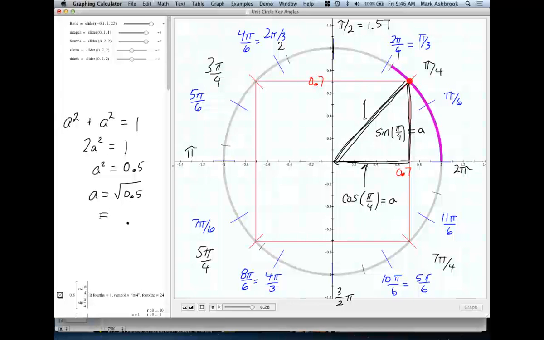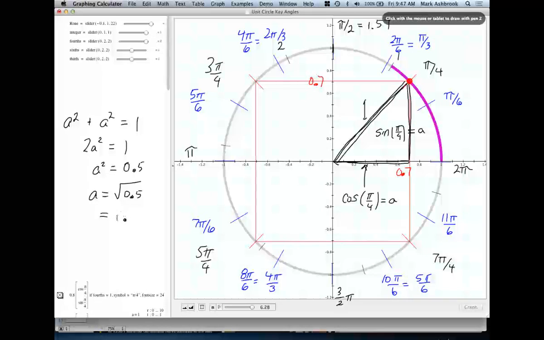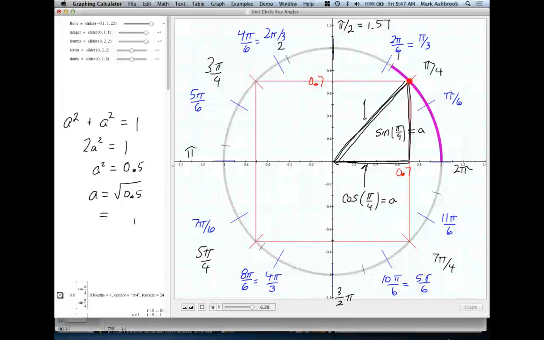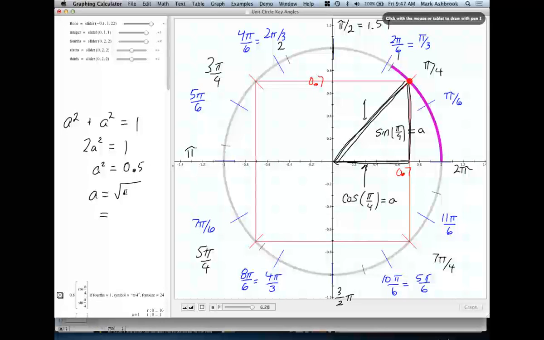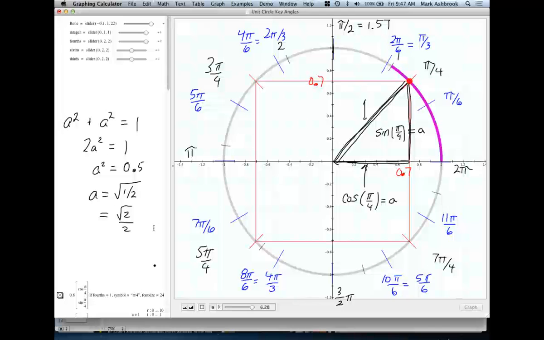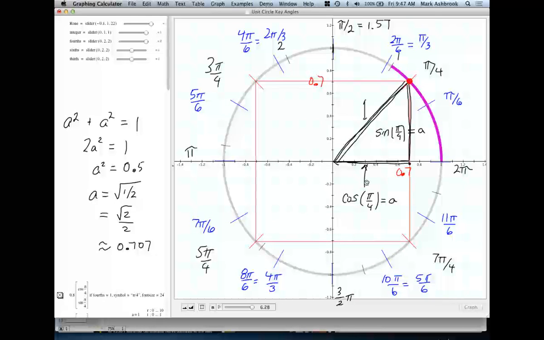If you put that in your calculator, square root of 1/2, you get, oh yeah, so it's square root of 2 over 2. Yeah, I should have done 1/2 there. Okay, square root of 2 over 2 is approximately equal to 0.7, and that's what we saw, right? We estimated it's about 7/10 of the way to 1 full radius.